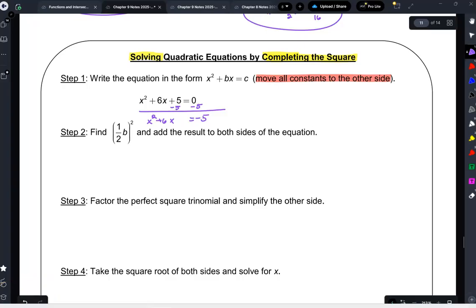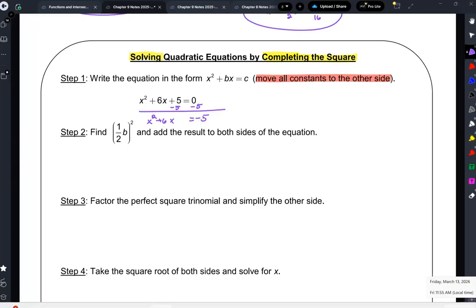Now, I want to find the number that goes there. So the way I do this is I do this: x squared plus 6x plus a number equals negative 5 plus a number. Okay. Now I need to figure out what number goes there. So I take the b, the 6, I take half of it, and then I square it. So this is going to be 6 divided by 2, 3 squared. What am I going to get? 9. So I put plus 9, plus 9.